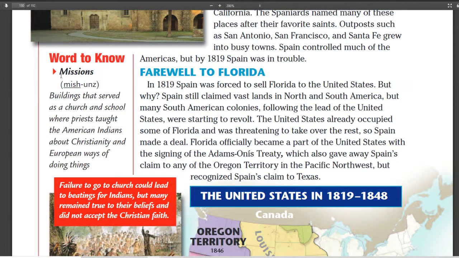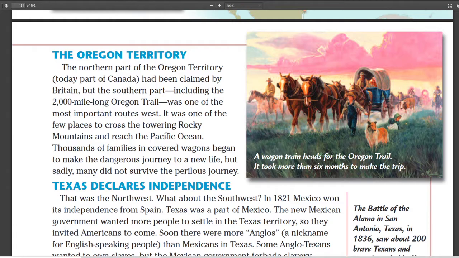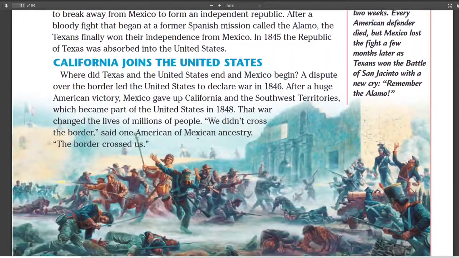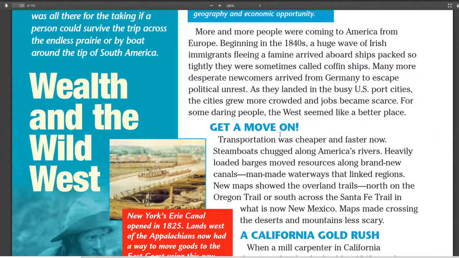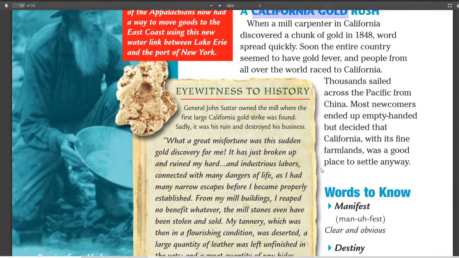Again, know your vocabulary. Missions, buildings that served as a church and school where priests taught the American Indians about Christianity and European way of doing things. It's already talked about the Adams-Onis, Oregon, Texas, California. The move west, California Gold Rush. Okay, it's California where they found gold, San Francisco. 49ers, Golden Gate Bridge, you know, these are all things that you can remember to help you remember that the gold rush was in California.